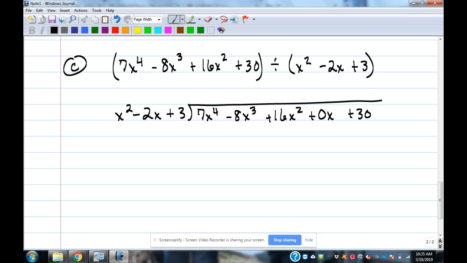All right. What's our next step? What times x squared gets me what? 7x to the 4th. So that'd be, yeah, 7x to the 2nd. And I'm just going to put that over that. Keeps me organized. Distribute. Minus 14x cubed plus 21x squared. Parentheses, subtract.